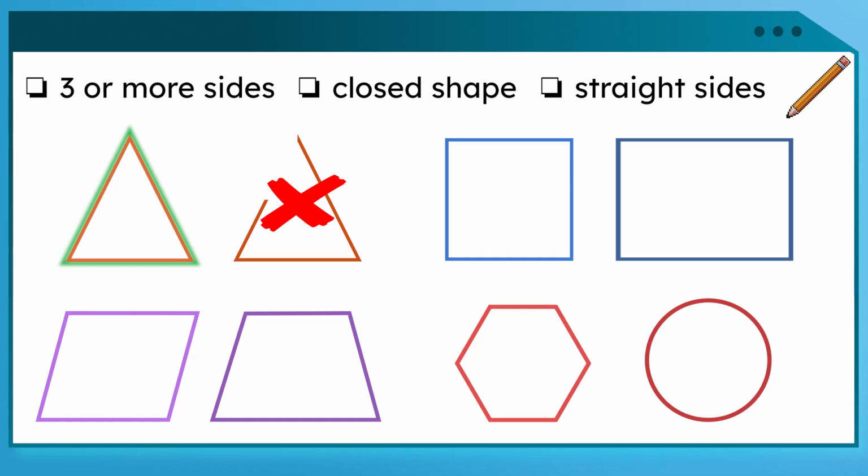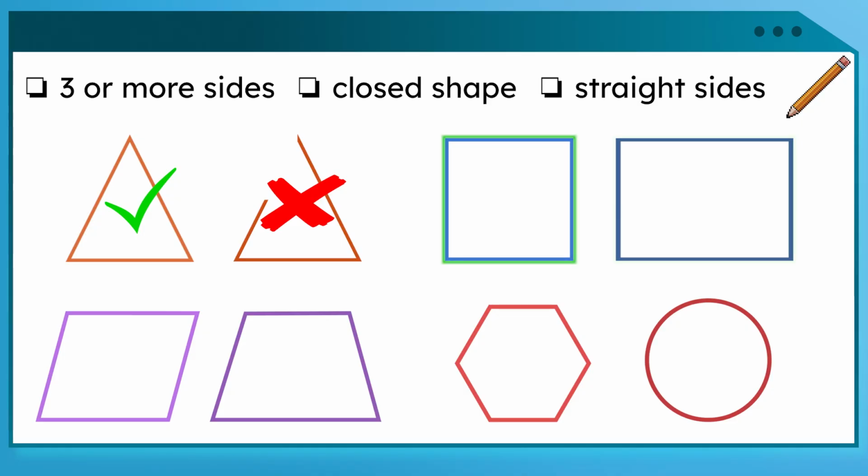It's a closed shape, and does it have all straight sides? Yes, all 3 are straight sides. The triangle is definitely a polygon. Did you know the tri in triangle means 3? That's because it has 3 sides. Do you see any shapes with 4 sides?